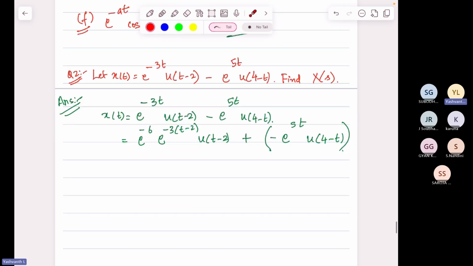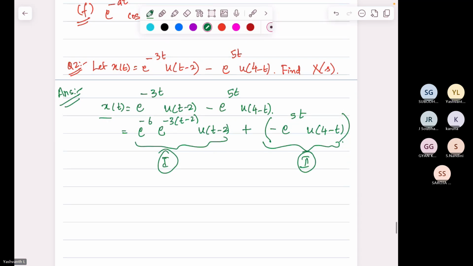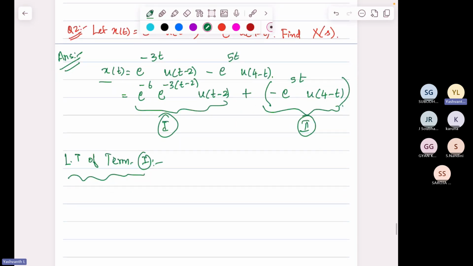Now let's do term by term. This is term 1. This is term 2. So the Laplace transform of x of t will be the Laplace transform of term 1 plus the Laplace transform of term 2. Okay. So let's take the Laplace transform of term 1. We're just going to use the properties of Laplace transform to derive it.